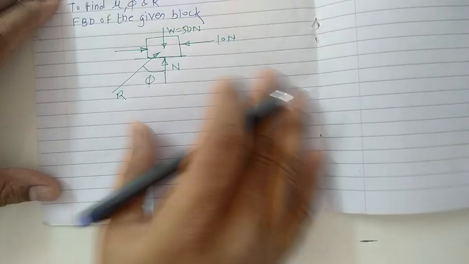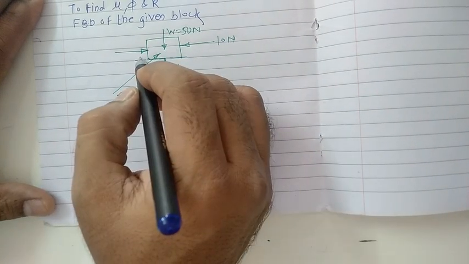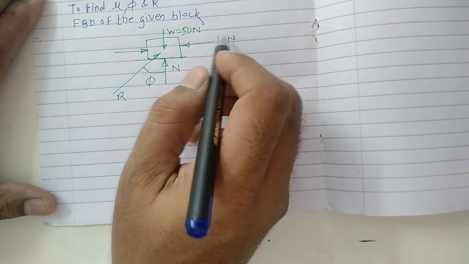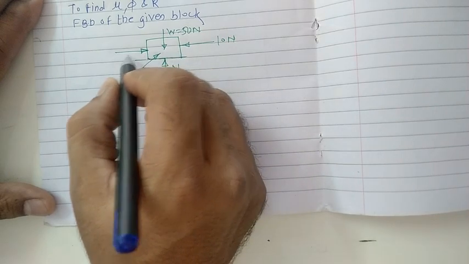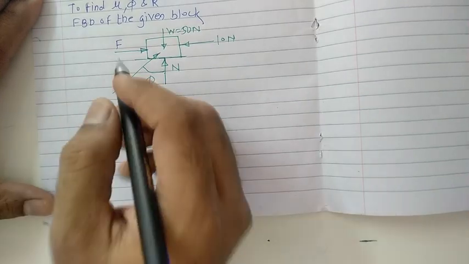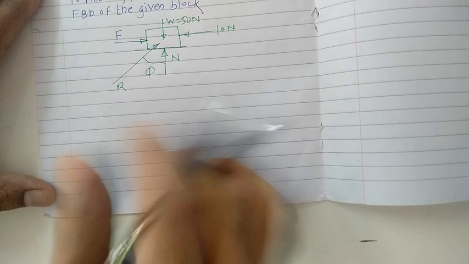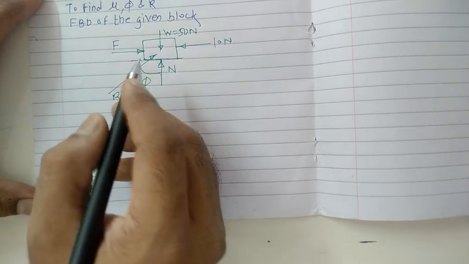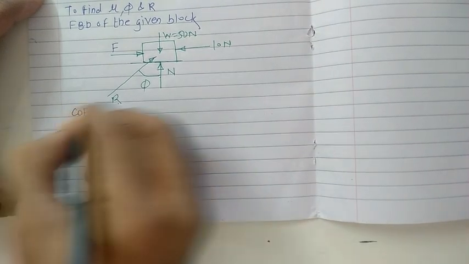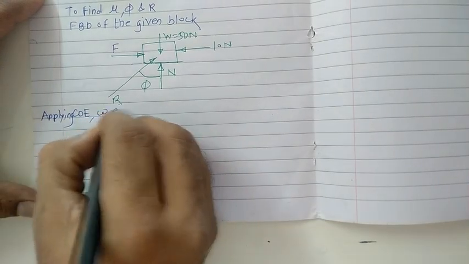Initially the system will not move. This block will not move in the forward direction. The block is at rest. Because of the application of this 10 Newton force, the tendency of this block to move in this direction means the opposite force will act in the reverse direction, whose magnitude right now we'll consider as F. Once the free body diagram is drawn, now apply the conditions of equilibrium.